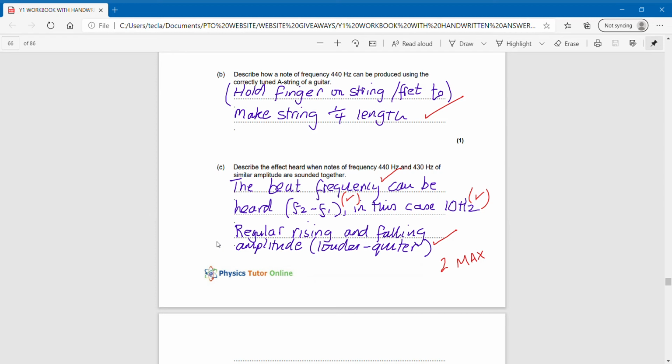So the beat frequency is 1 mark. The frequency difference, F2 minus F1, would be an alternative to saying beat frequency. And in this case 10 Hz, that could be a mark as well. And then the regular rising and falling of amplitude, louder to quieter, would be a mark. So there's 2 max, 4 possibilities.